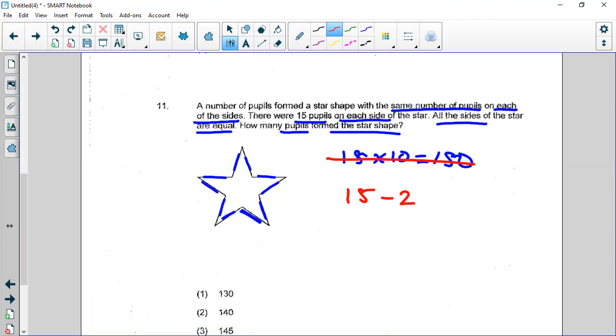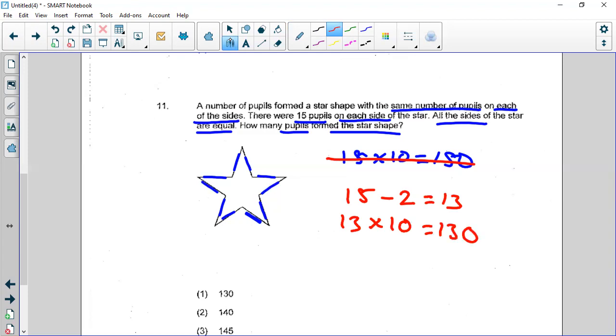There are 2 corners on every side. Agree? If you look carefully, every side has 2 corners, right? So you minus 2, you get 13 students on every side. Right, 13 students. Then you take 13 and what do you do? You times 10, because there are 10 lines.